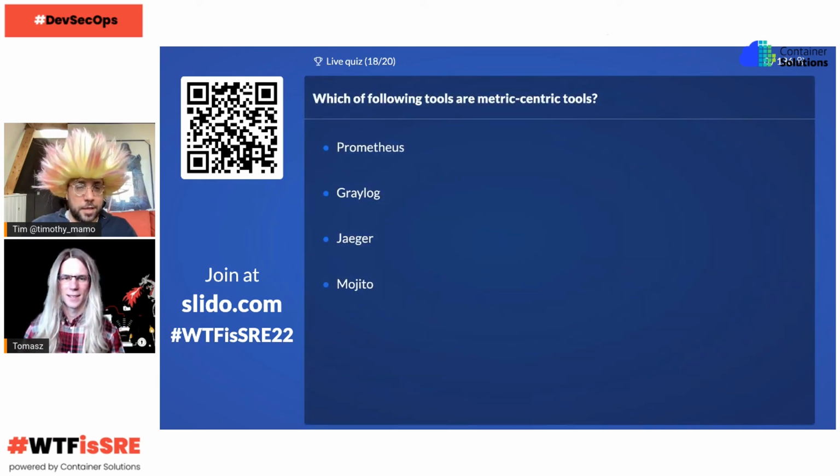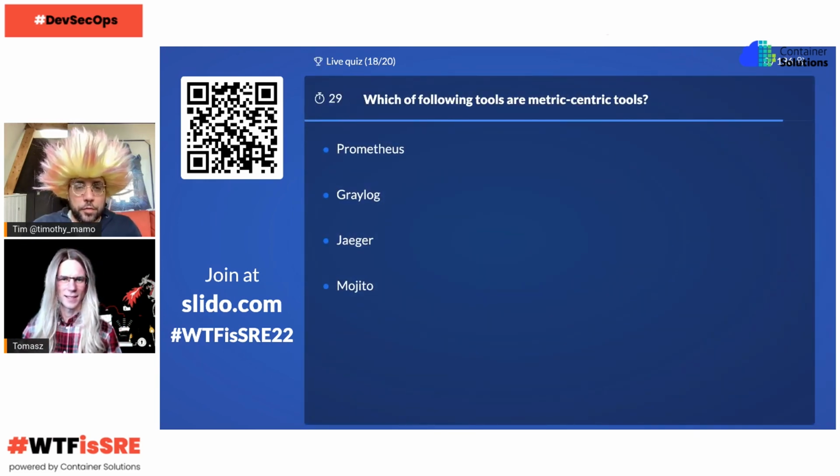Getting close to the end. Which of the following tools are metric-centric tools? Prometheus, Graylog, Jaeger, Mojito.